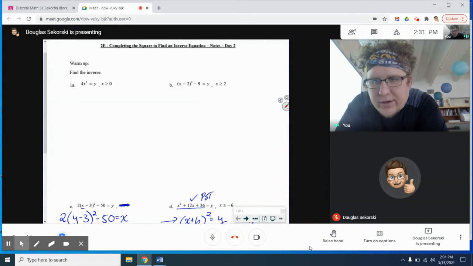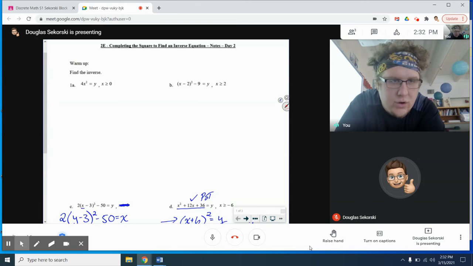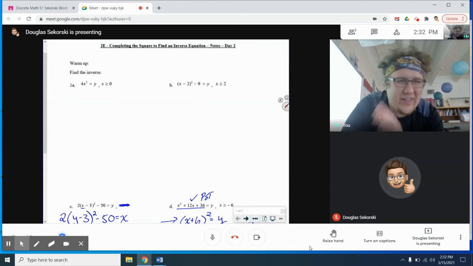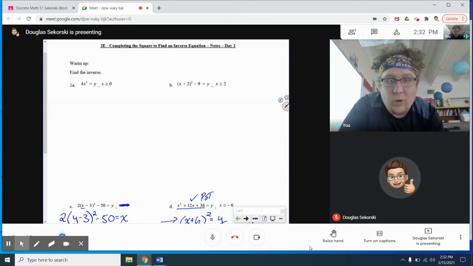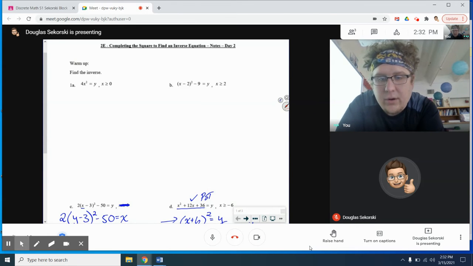This is Unit 2E, Day 2 notes, and we have already done examples C and D in class. So if you haven't had a chance, please pause the video and try questions 1A and 1B. We're finding the inverse here. Find the inverse equation. That's the one where you have to swap x and y, solve for y, and then rename as an inverse. So pause and try those, and we'll come back together in a second.